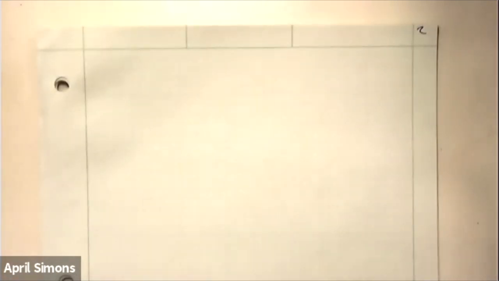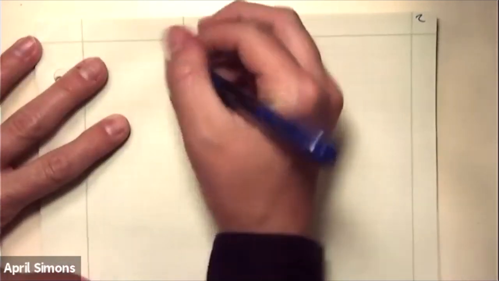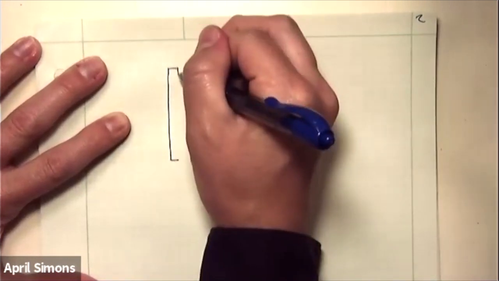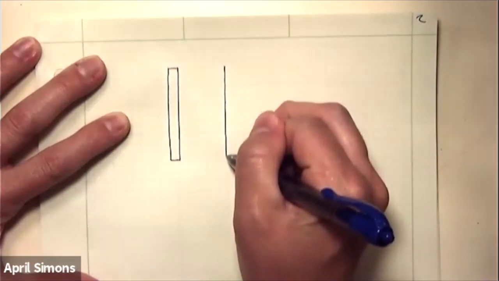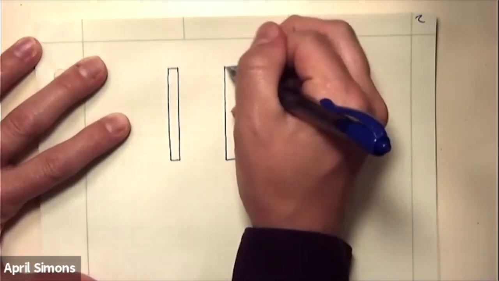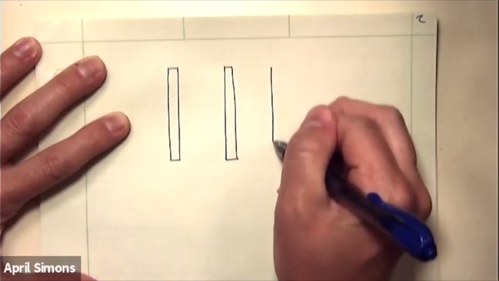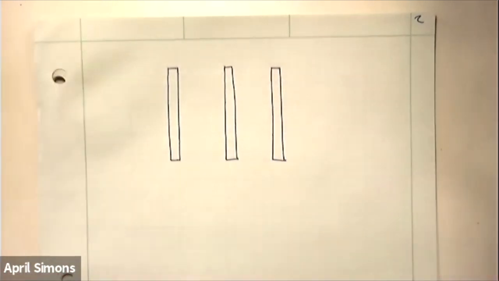All right, so let's just take a very simple example here of a series of beams. So let's say we're looking at a plan view of a structure and we're looking in particular at 3 beams here. All right, so let's call these B1, B2, and B3.